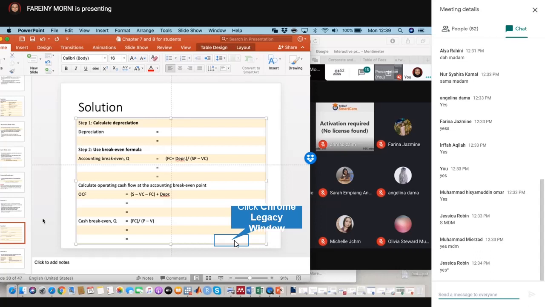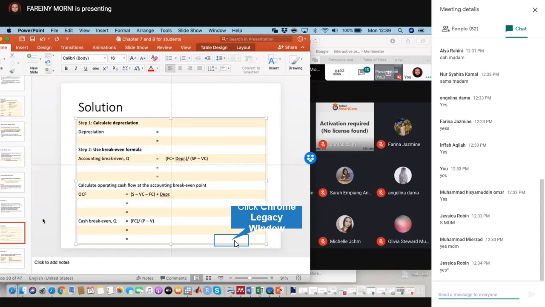For cash break even, Q is equal to fixed cost divided by selling price minus variable cost. Financial break even, Q is equal to fixed cost plus OCF, so OCF results in zero NPV, divided by selling price minus variable cost. If there is a tax implication, all three formulas cannot be used. We use a tax shield formula for cash break-even and financial break-even. And for accounting break-even, EBIT is equal to zero.